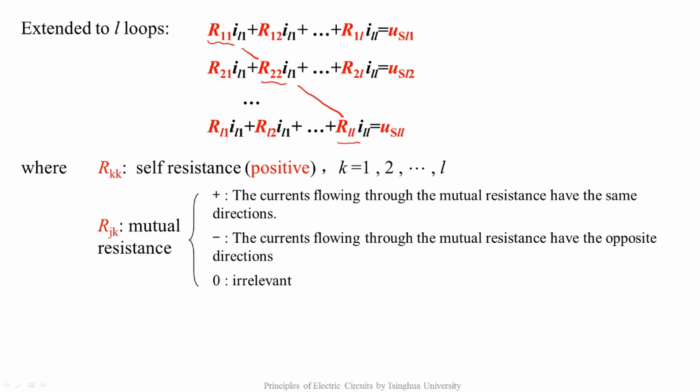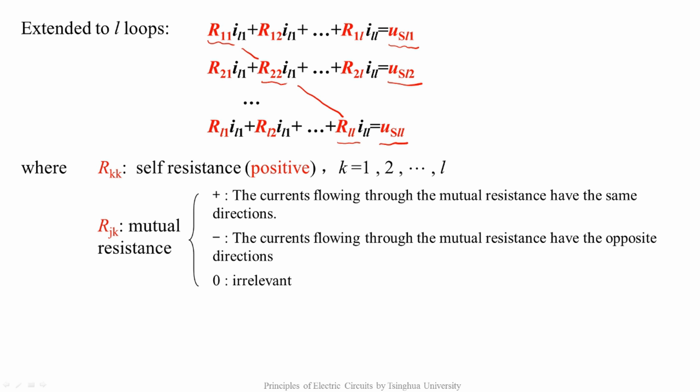Similar to the node voltage analysis, when the circuit does not contain dependent sources, the coefficient matrix of the standard form of the loop current equations also should be symmetrical. That is, RJK equals RKJ. The right part is the voltage rise across all the voltage sources along loop K of the same direction.